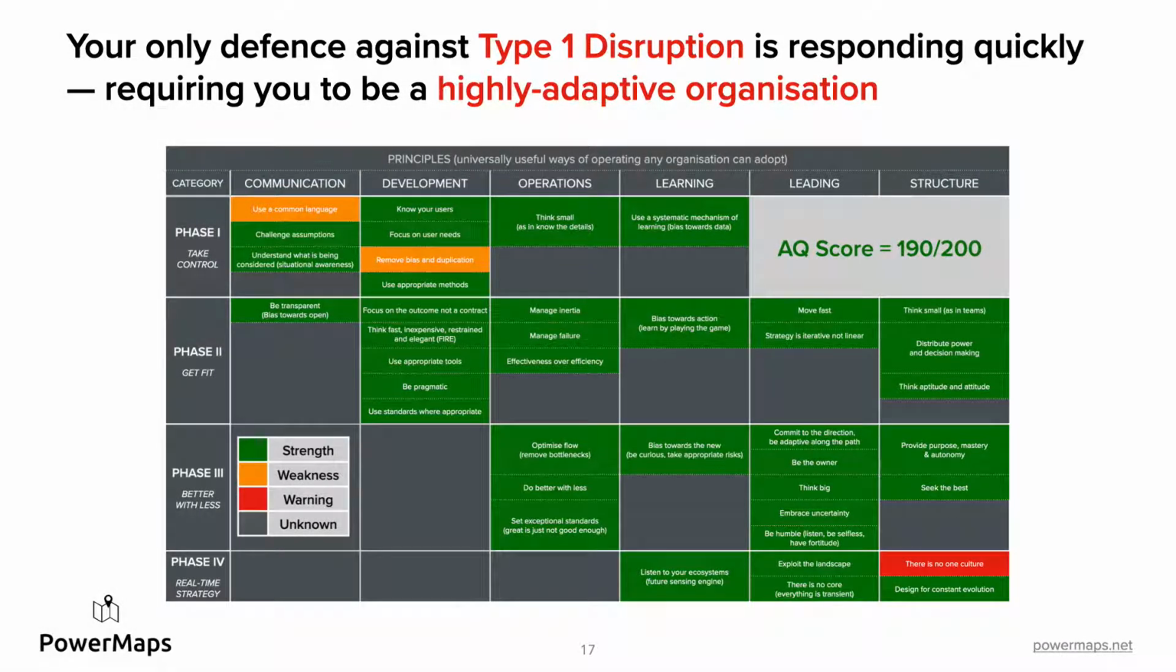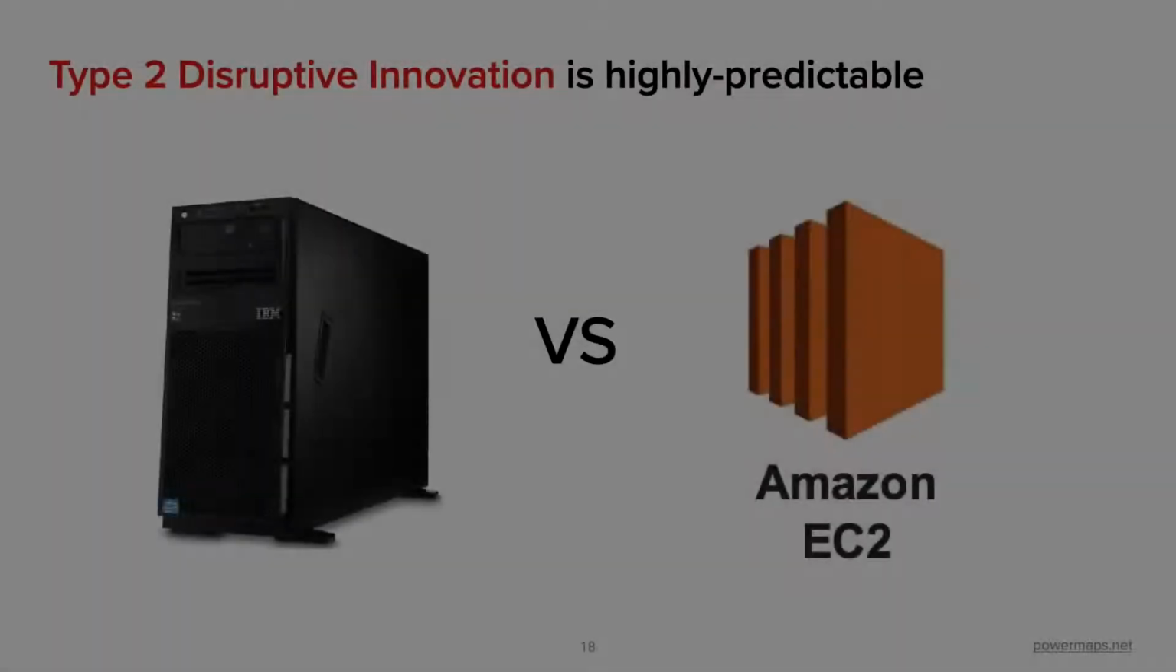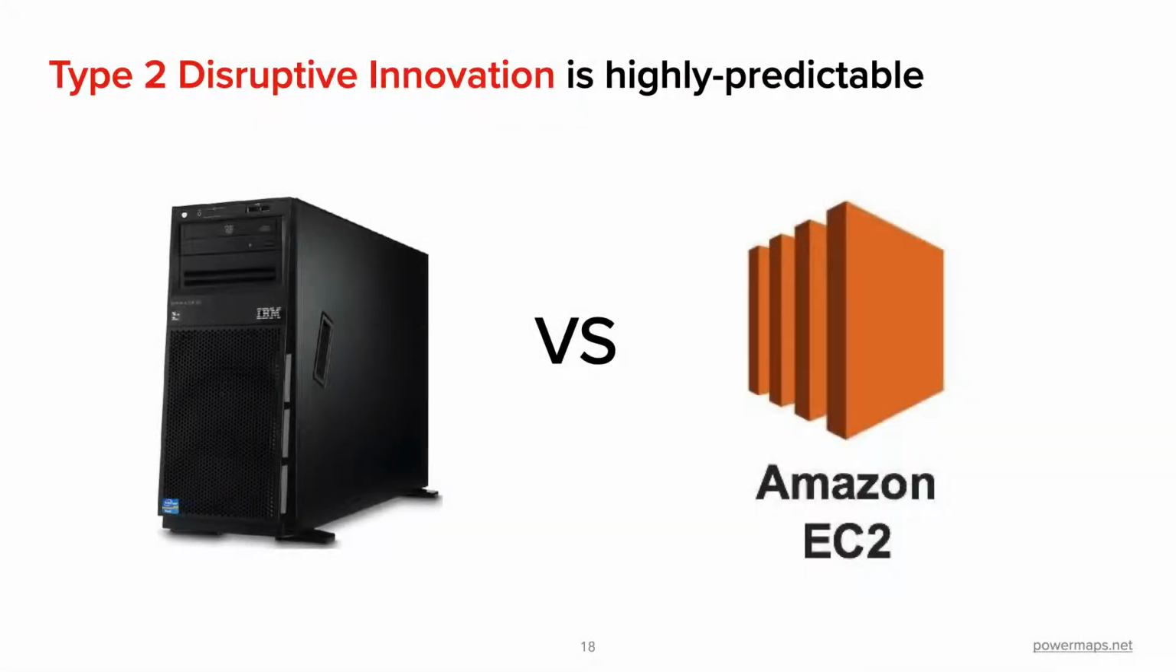Your only defense against Type 1 disruptive innovation is to learn how to respond quickly to change, and that also requires you to become a highly adaptive organization. However, there is also Type 2 disruption, which is highly predictable and therefore something you can use to your strategic advantage. A prime example of this is what happened around the same time Apple launched the iPhone.